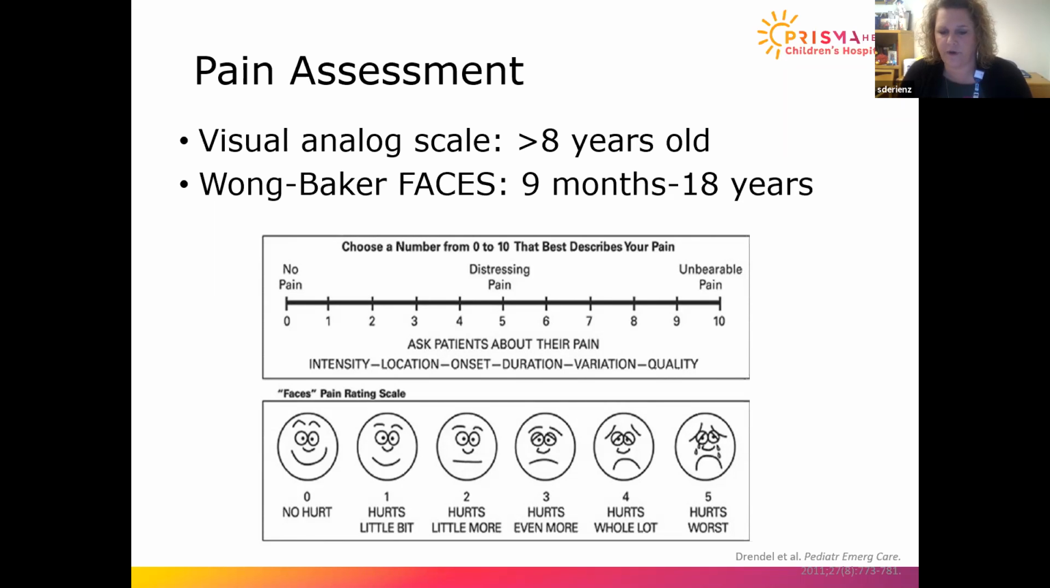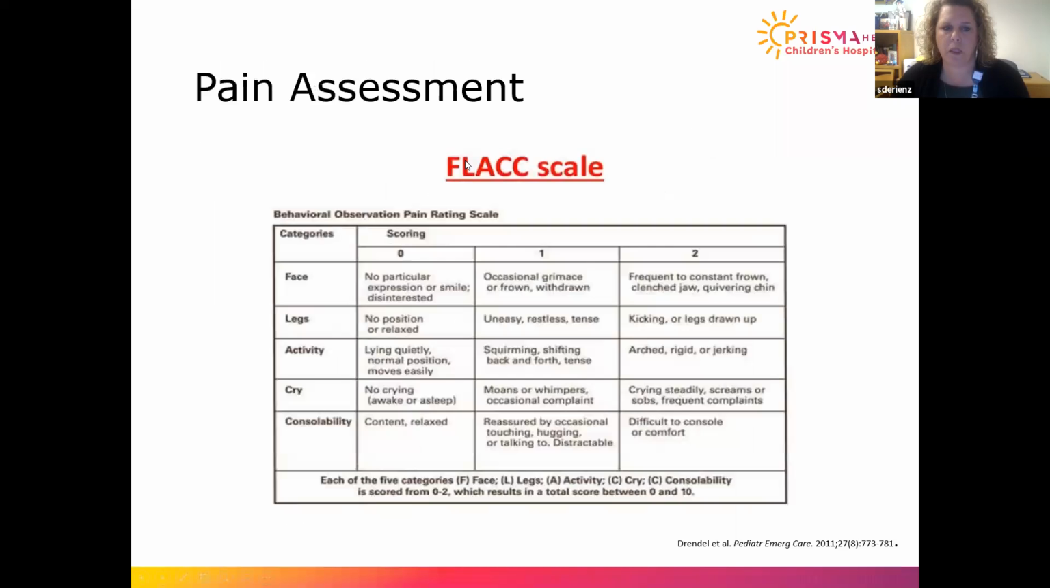This one does 0 to 5, whereas a typical pain scale is going to be 0 to 10. There's also what we call the FLACC scale, and this is more of a behavioral observation scale. FLACC stands for face, legs, activity, cry, and consolability. All of these are scored 0 to 2, so you can go through each of these categories and give a number, and then give that total number, which is going to be 0 to 10.